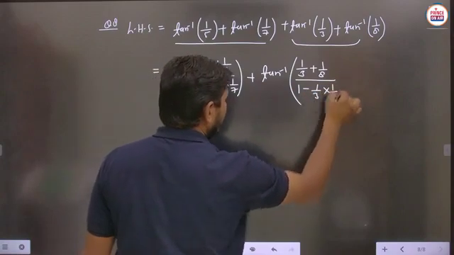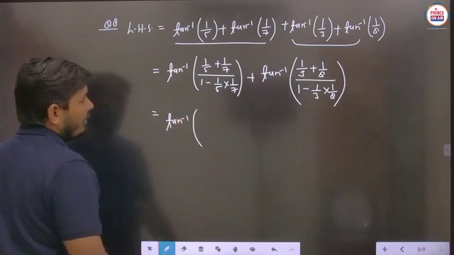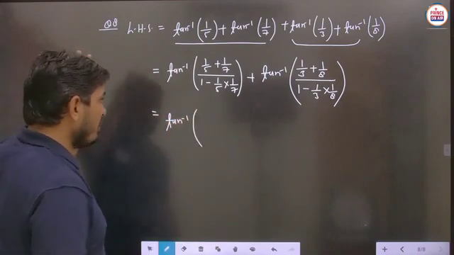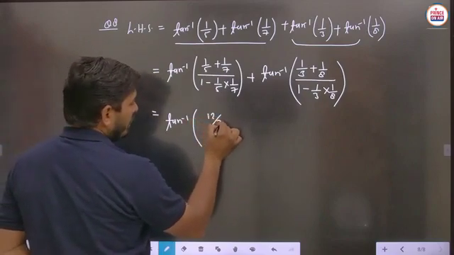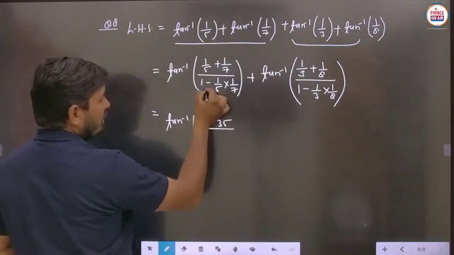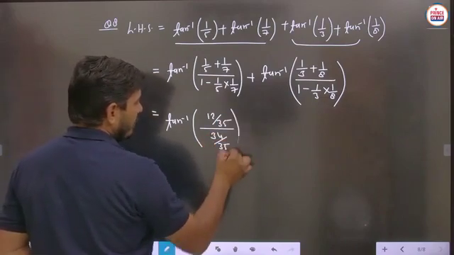Is it to be clear? Now we will just simplify the part. Then 1 by 5 plus 1 by 7 should be written as 12 by 35, and in the denominator 35 minus 1, so 34 by 35. Is it to be clear?